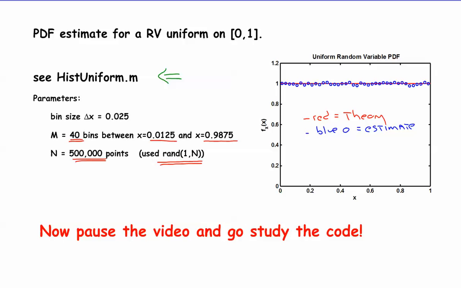It's really going to be a whole lot easier if you do what I'm suggesting here and pause this video, download the HistUniform Matlab program, and study the code. It's not real complex, but it'll take me 10 minutes to describe what you'll probably be able to figure out in a couple of minutes of observing the code. So please, right now, pause the video and go look at the code and look at the steps that I used.